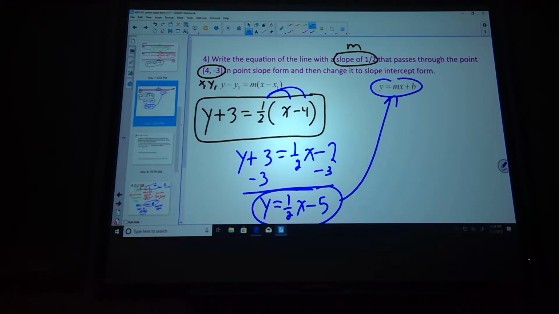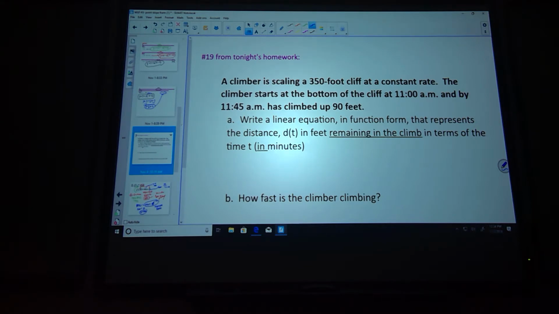All right, I have one slide left. Are y'all ready for this? Think we can do it. Jacob, you good? Here we go. Oh, this is from tonight's homework. If you write this down, you can just transfer it to your homework and have that done. It's number 19 from tonight's homework.